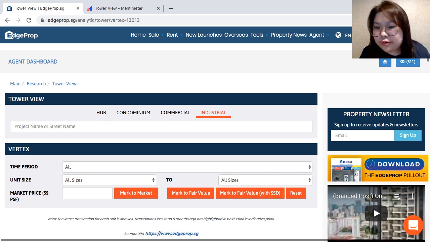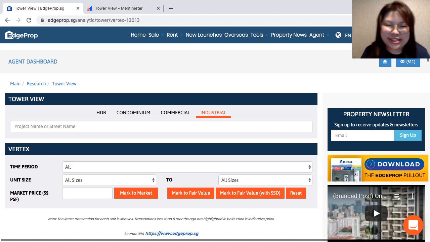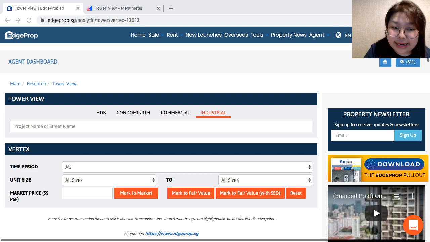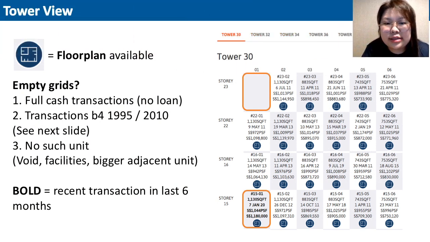Okay, so now let's go to a little bit on FAQ. Let me see Priscilla's question first. Do you have a sample of calculating mark to fair value and mark to fair value with SSD? Actually, yes. Let me show you my slides now. Sometimes it's very hard to visualize when I'm showing you but you don't know how to calculate. So let me show you my slides before we proceed to the actual Q&A and then the quiz. Let me shift this again.